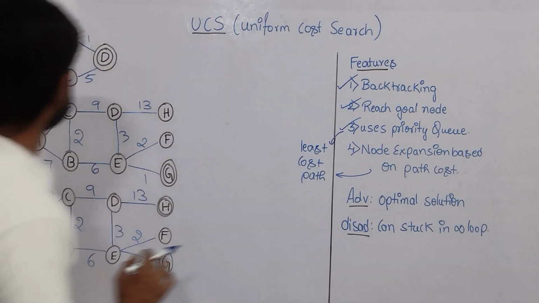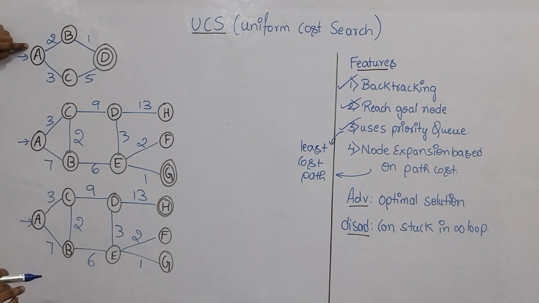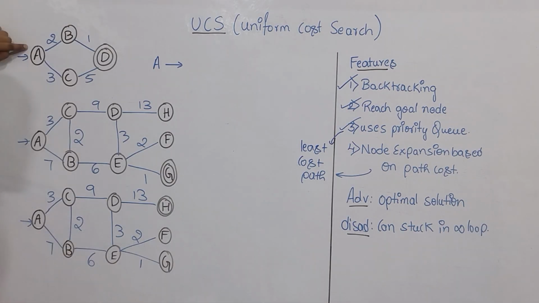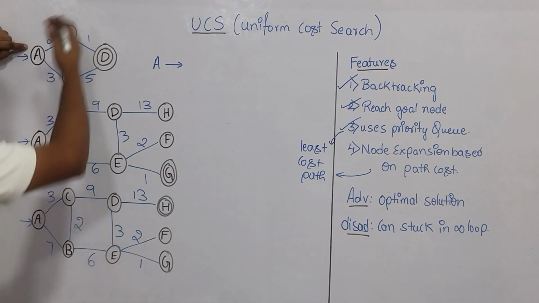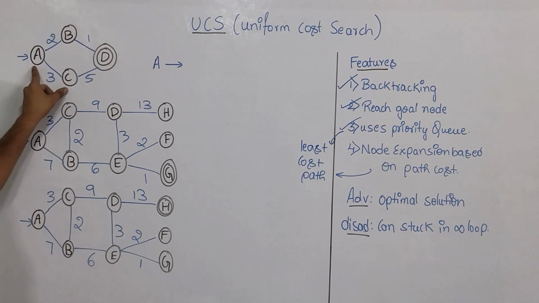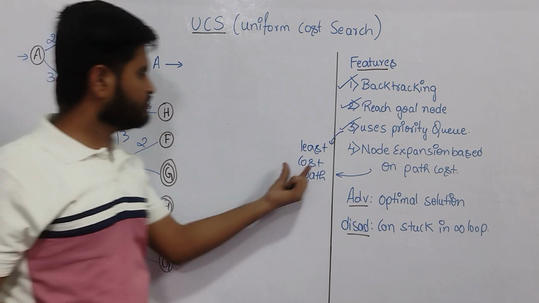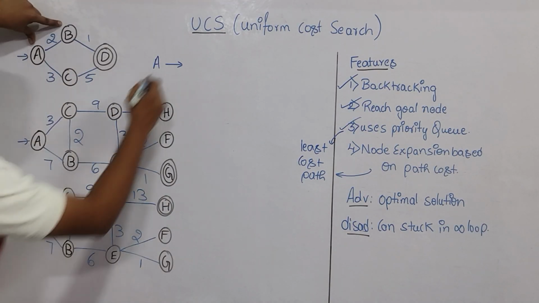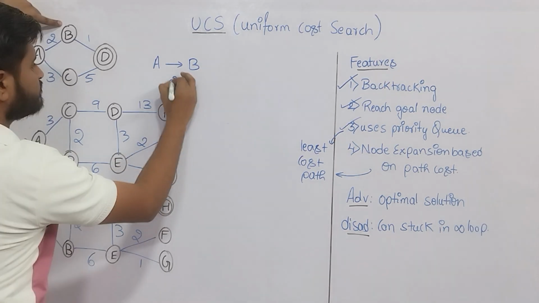Now if we see the first problem, the initial node from which it starts is A. So from A, I must move to another node or another state. So from A I can move to B using 2, or from A I can move to C using 3. But we will be using the least cost path. So from A I will be moving to B using a cost of 2.